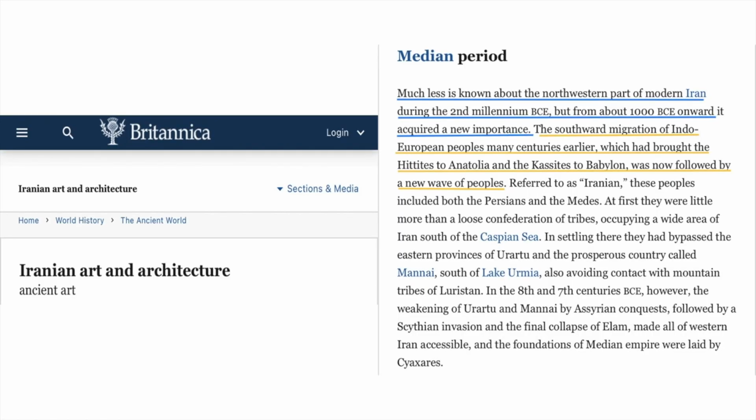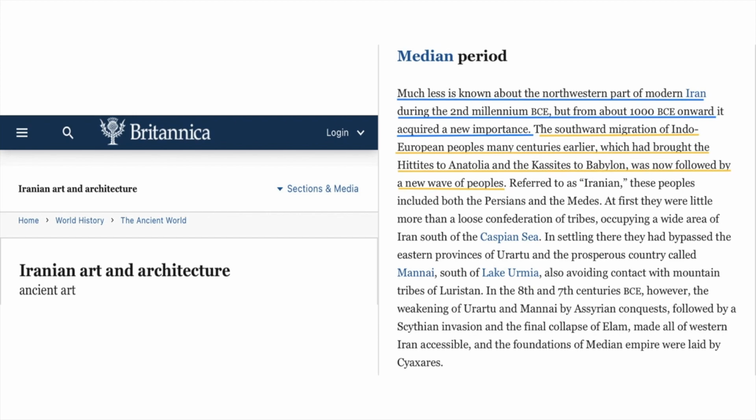Much less is known about the northwest part of modern Iran during the second millennium BCE, but from about 1000 BC onward, it acquired a new importance. A southward migration of Indo-European peoples many centuries earlier, which had brought the Hittites to Anatolia and the Kassites to Babylon, was now followed by a new wave of peoples. This is from Britannica, Iranian Art and Architecture.